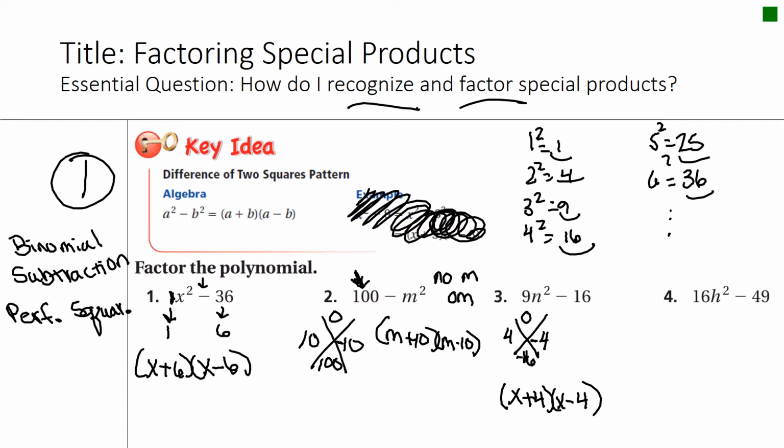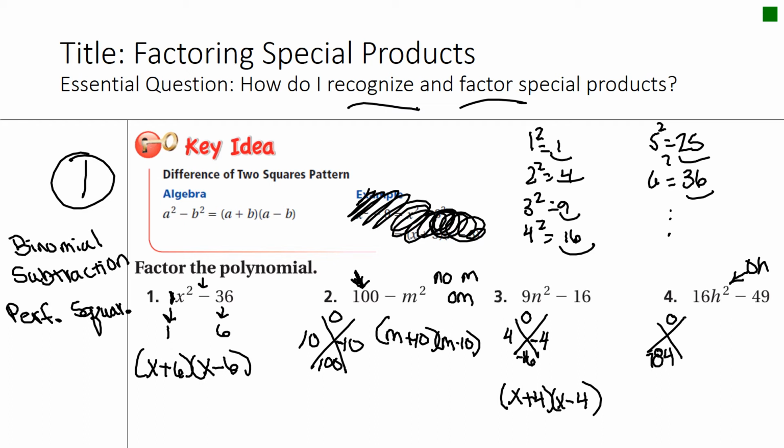Number 4. Sorry, we don't have a b again. B is missing, there is no h term, so b is 0. And in between these two, between 16 and 49, we have to multiply those together. And 16 times 49 is 784. So this is a pretty big number.